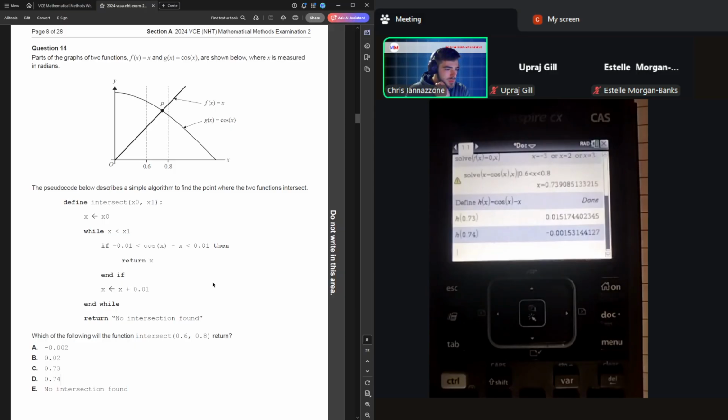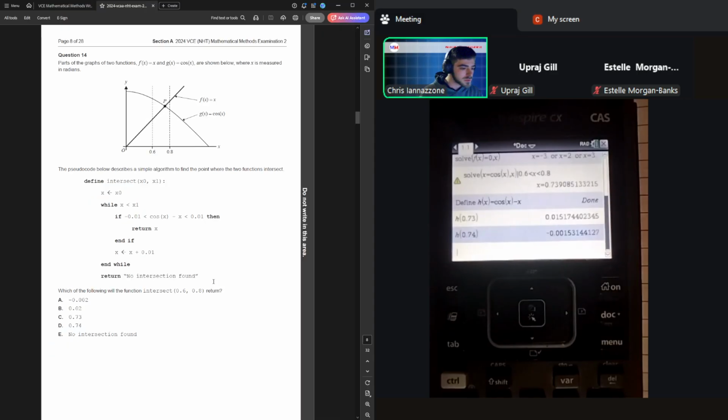But yeah, as I said before, a lot of it is understand the algorithm, use a CAS to figure out what the actual answer should be, and then use the particularities of that particular algorithm to figure out what will actually be shot out as an answer.